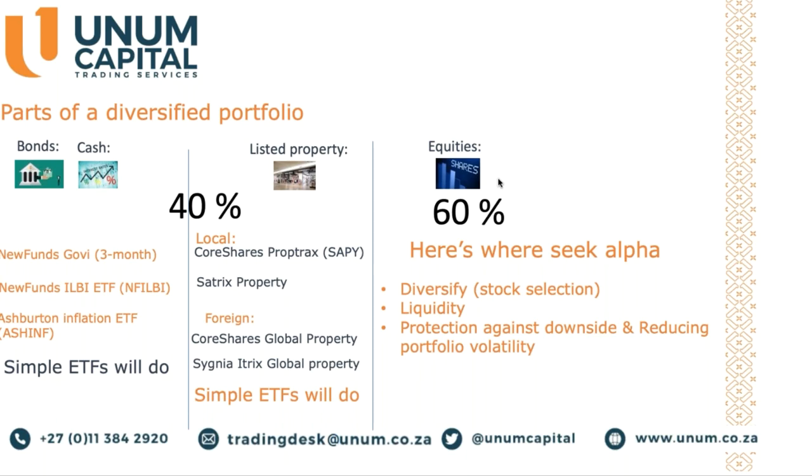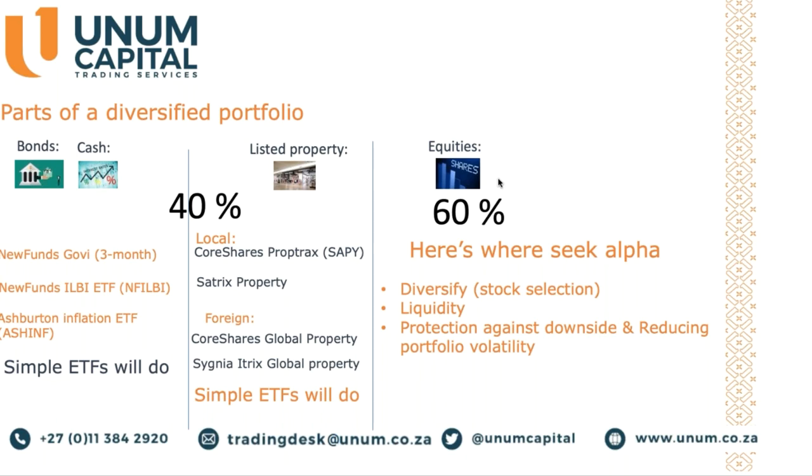Listed property. We have a CoreShares prop tracker. That's an index of the best property stocks that we've got. I like it. Satrix also has an ETF that you can buy. But if we look at offshore, CoreShares has a global property fund. Now, interest rates are a lot lower everywhere else. So I kind of like that. And so does Sygnia have a global property fund. And those are really easy to buy. You buy them just like you buy shares.